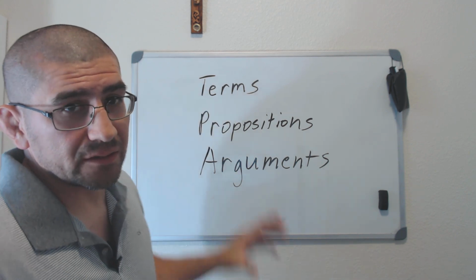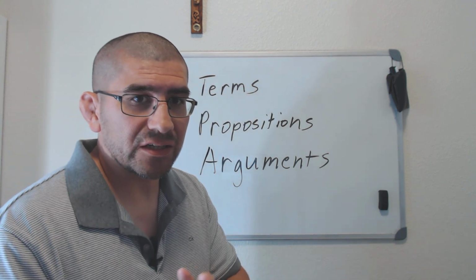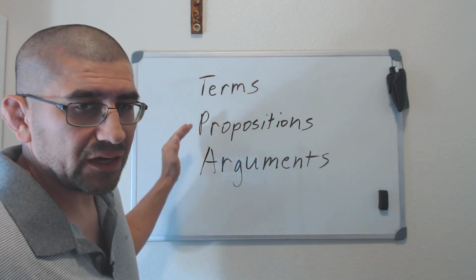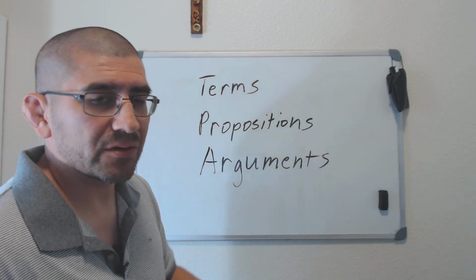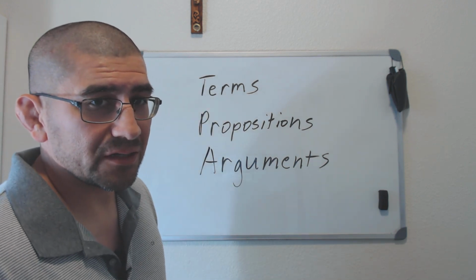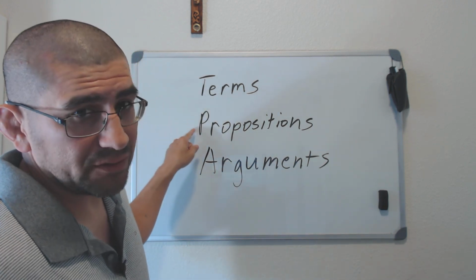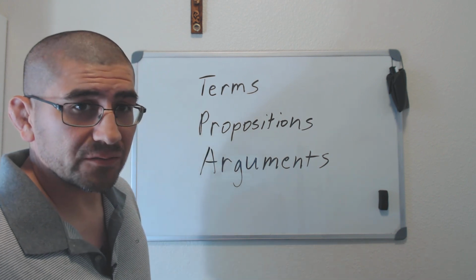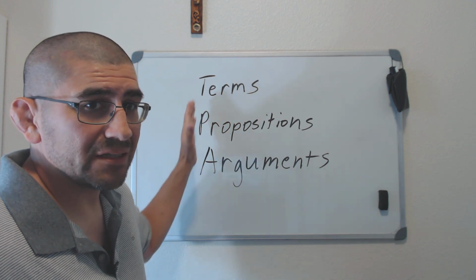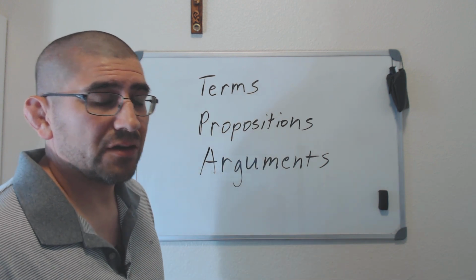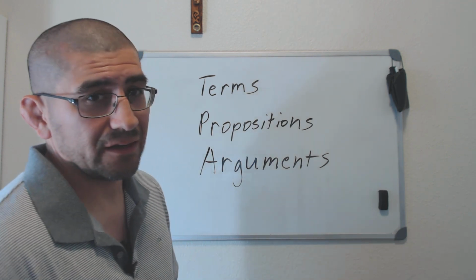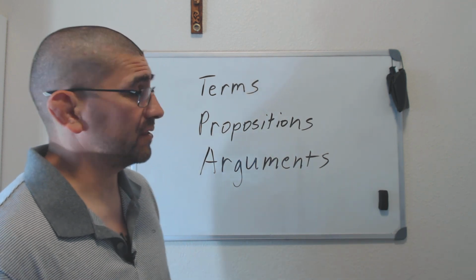So terms, and by the way, this is just an overview of the three parts of logic. The first part of logic that we're going to spend a little time on is terms. And then the second part of logic that we're going to spend some time on is propositions. And then the third part of logic we'll spend time on is arguments. Right now I'm just going to give you an example of each so that you have in your mind what we will be going through in this class as far as the logic portion of the class.